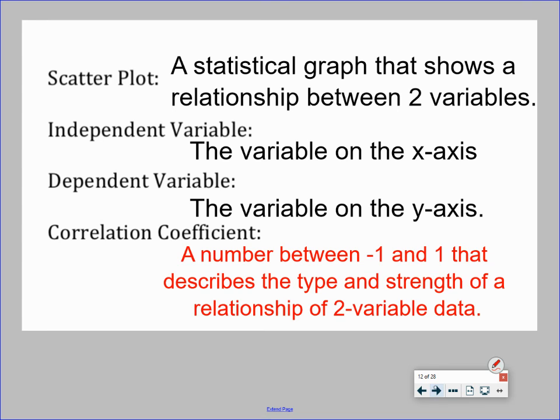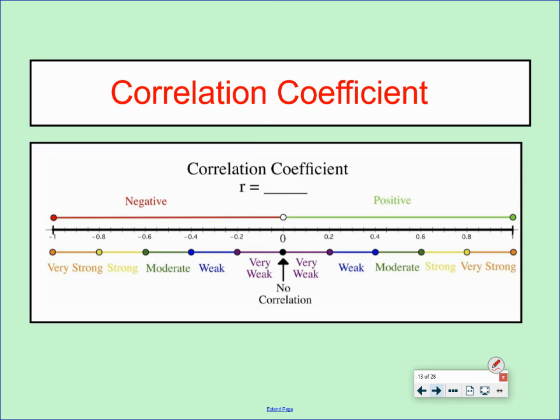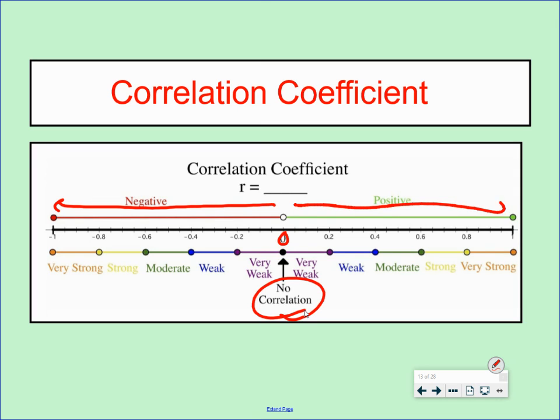So we're going to look at a chart here. If there's no correlation, that number is going to be 0. So that one that didn't have any correlation would be 0. If there's a negative correlation, we're going to the left. If it's a positive correlation, it's going to the right. This chart shows it for us.